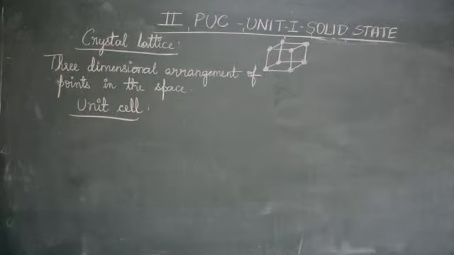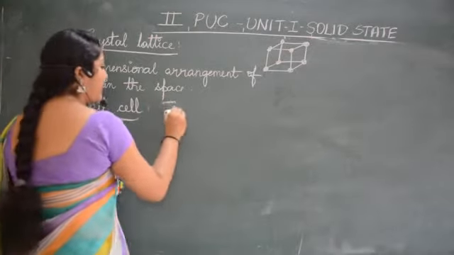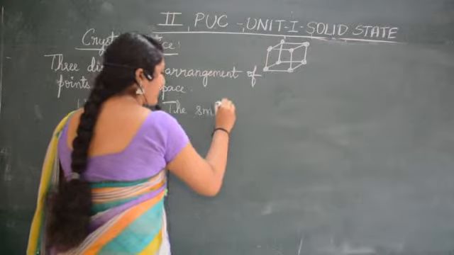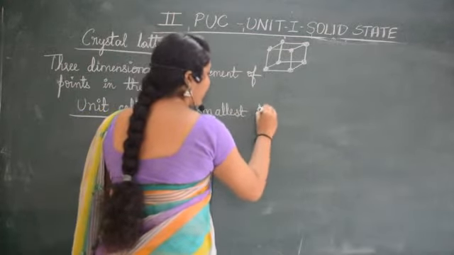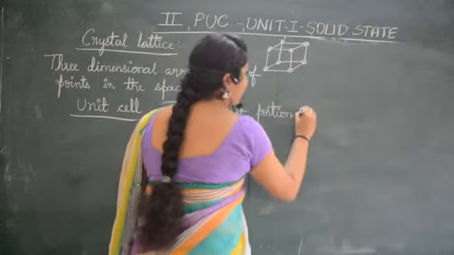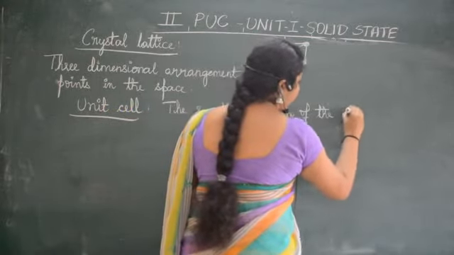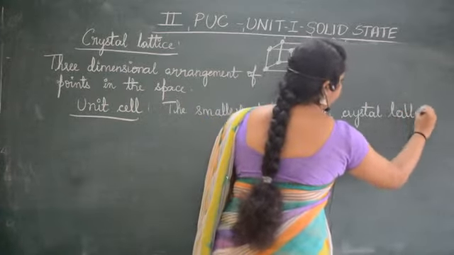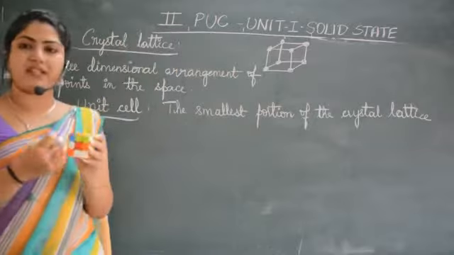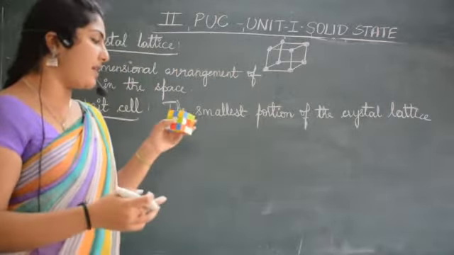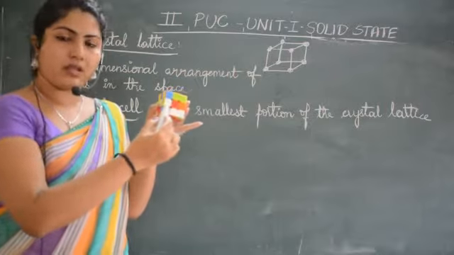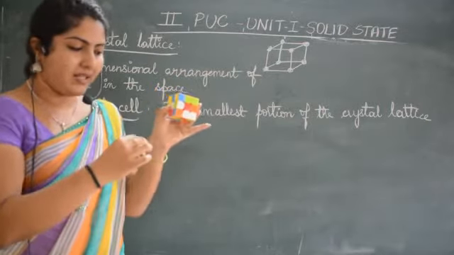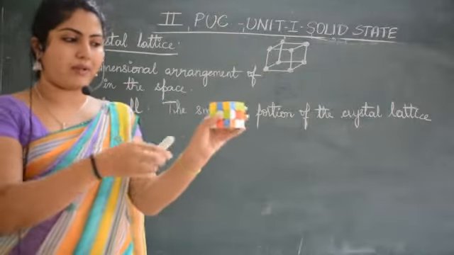Sometimes they'll ask you the definitions for it, so please do keep noting the definitions as I tell you. So what is unit cell? The smallest portion of the crystal lattice which when repeated in different directions, that is in three-dimensional directions, see here, x, say y, and along z plane. So three-dimensionally I mean to say x, y, z.